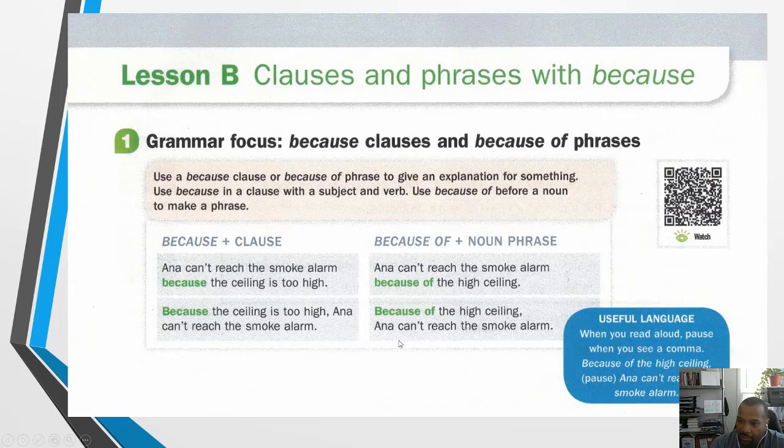Let's look at the second example here. So we start out the sentence with because the ceiling is too high, comma, Anna can't reach the smoke alarm. So let's look at this again. Because the ceiling is too high, Anna can't reach the smoke alarm. Let's look at the because of noun phrase. Because of the high ceiling, Anna can't reach the smoke alarm. All right.